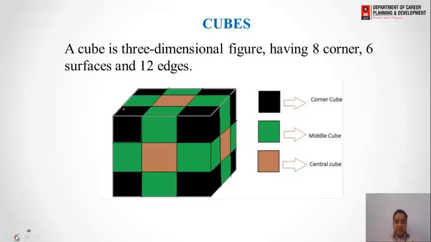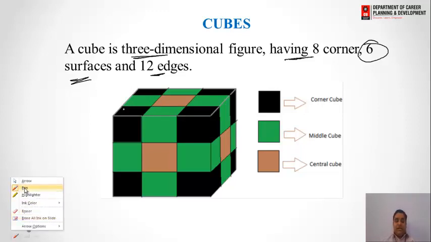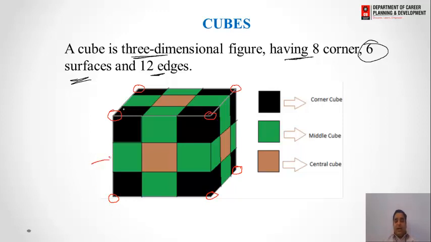Now we have the concept of a cube in another way. A cube is a three-dimensional figure having 8 corners, 6 surfaces and 12 edges. Now what does it mean? If I say 8 corners, we can say the first corner, second corner, third corner, fourth corner, fifth, sixth, seventh, and one we have behind that which is unseen. So in totality we have 8 corners of this cube.